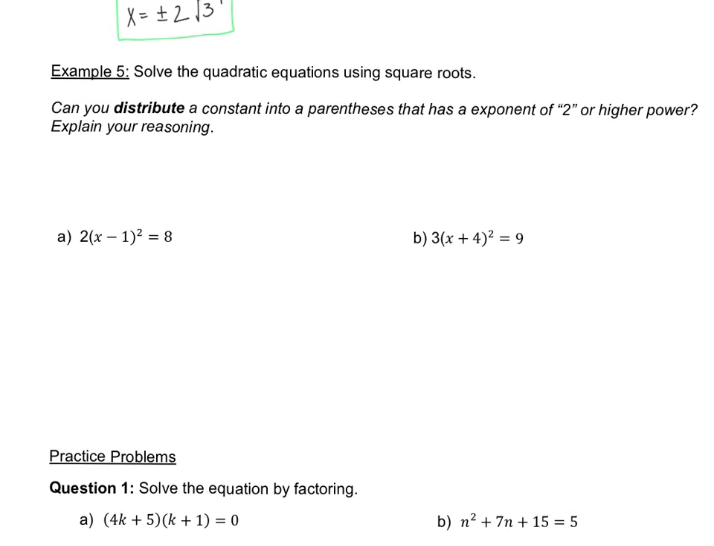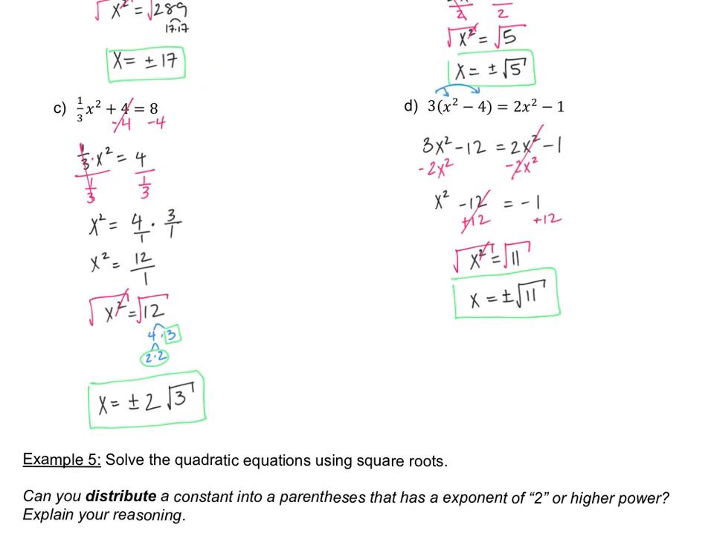So it says here, can you distribute a constant in a parenthesis that has an exponent of 2 or a higher power? Explain your reasoning. So what it's asking you to analyze is when you look at these 2 problems here, notice how there is a number in front of the parentheses. And the problem that we had before also had a number in front of the parentheses, and we went ahead and distributed that. But there was a reason why we could do that, and it has to do with the fact that there wasn't any exponent here that basically limited us from distributing.